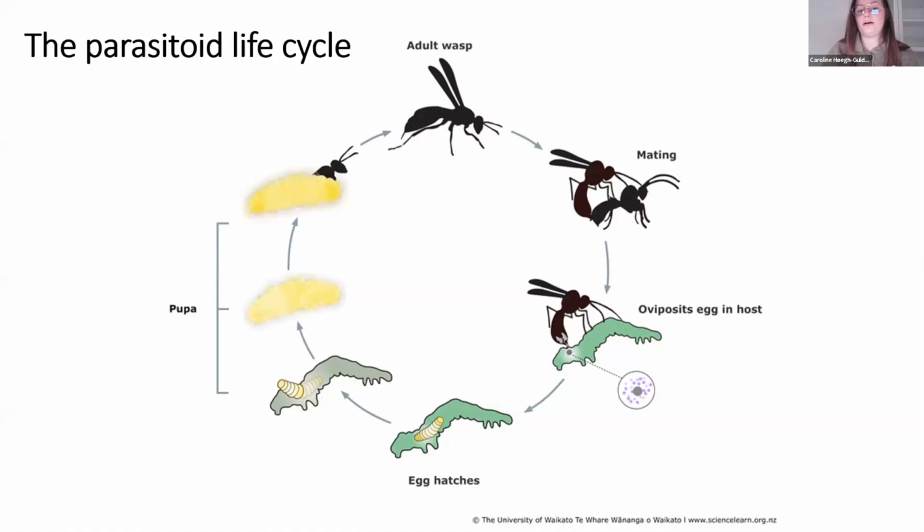Also, all ichneumonids are parasitoids. That means that after mating, the female will lay her egg in a host, and then the egg will hatch and the larvae will consume and eventually kill the host in order to complete its larval development.